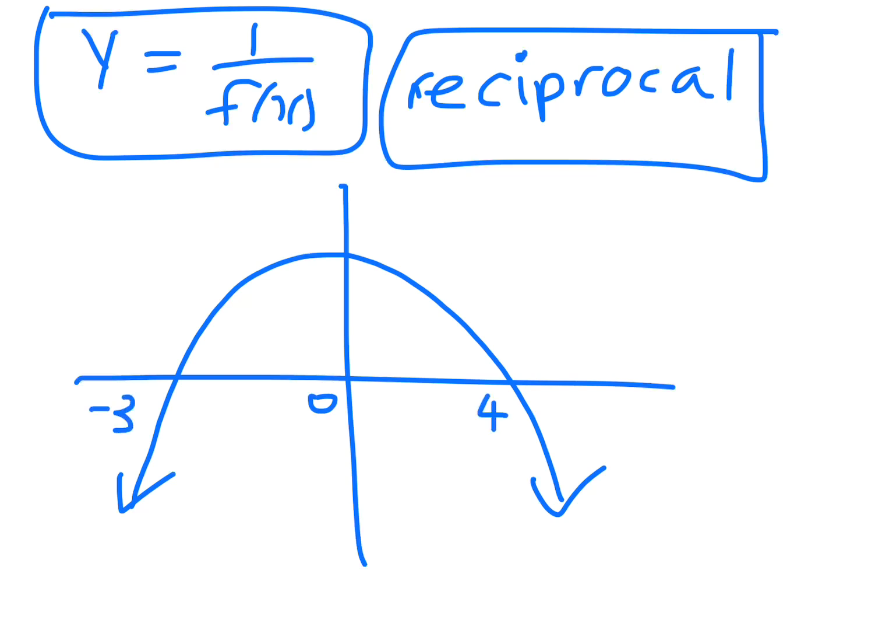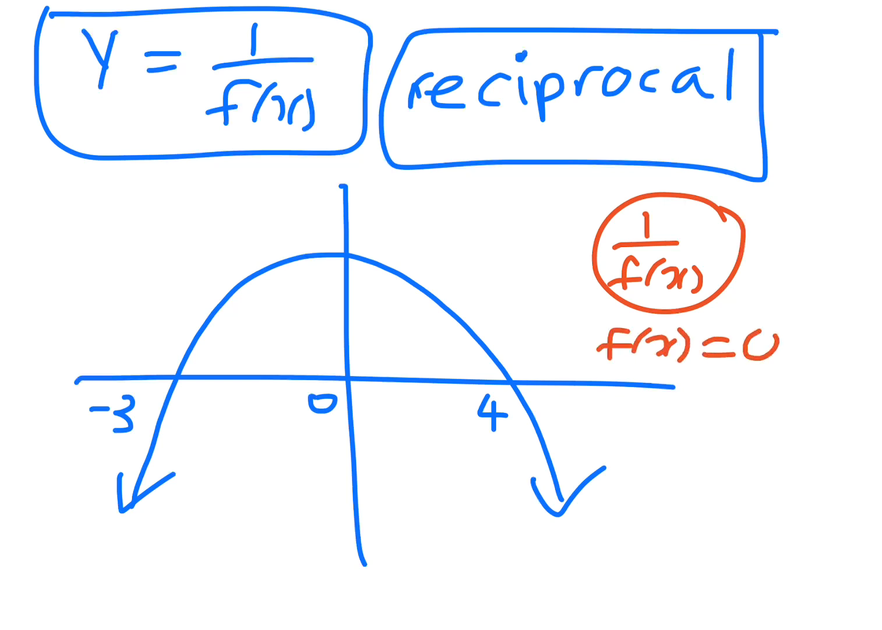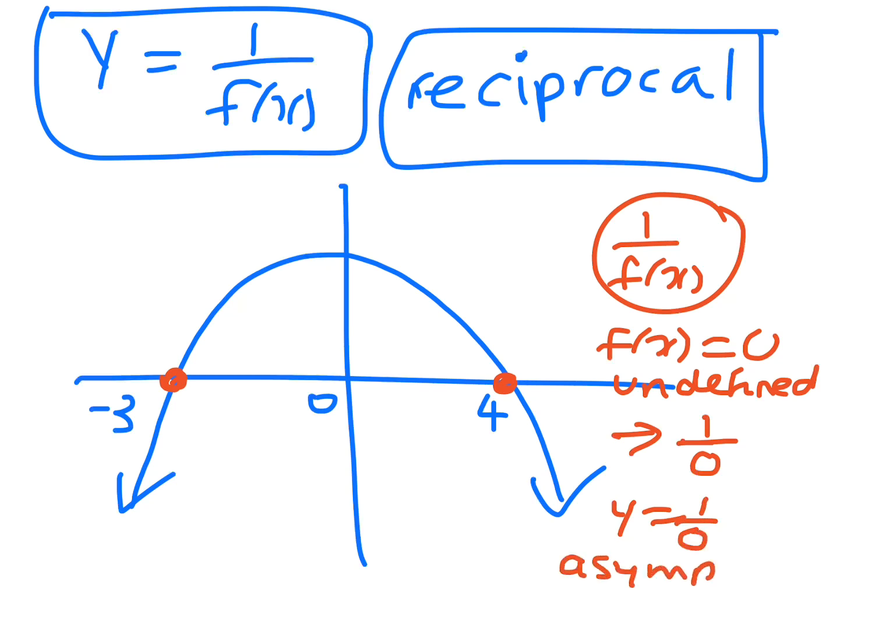So first step. If I want to do y equals 1 over f of x, that means wherever the f of x value equals 0, it is undefined. So where that's happening, which is there and there, that's like 1 over 0 when you flip it. So it'll be y equals 1 over 0. So they actually end up being asymptotes, because at the asymptote is where they're undefined.